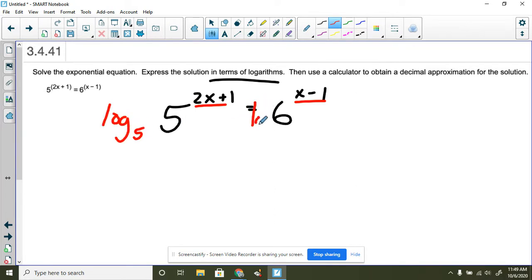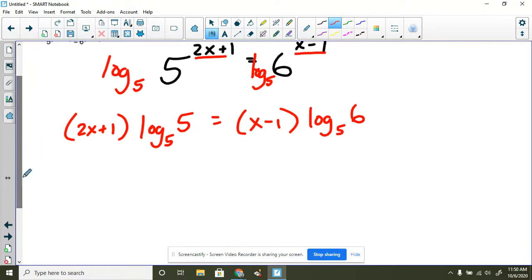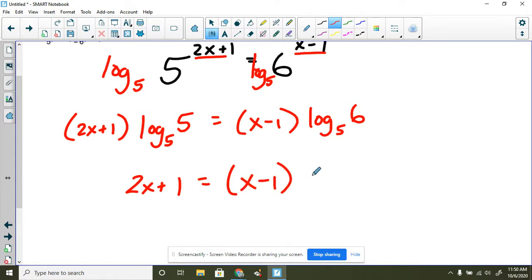I could do common log. I'm choosing log base 5, but I could do the common log. That's not going to ruin things. But choosing log base 5, that 2x plus 1 comes down in front. Like we said, the x minus 1 comes down over here. We've got log base 5 of 6. So what happens to the log base 5 of 5? Log base 5 of 5 has a value of 1, and 1 times 2x plus 1 is just 2x plus 1. And that's equal to x minus 1 times log base 5 of 6.